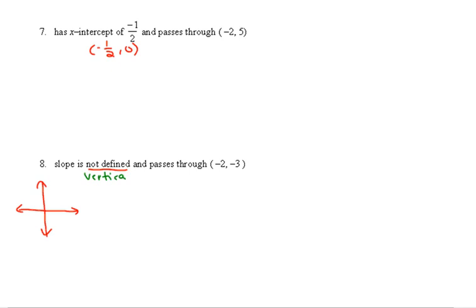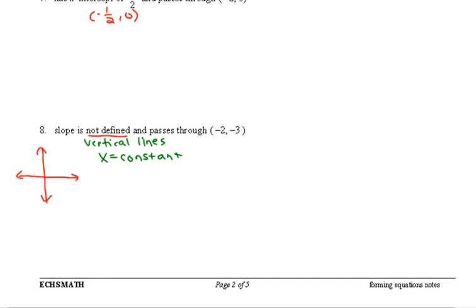And all vertical lines have what type of equation? No, x equals some constant. Okay, so if this one goes through x equals negative 2 and y equals negative 3, so it goes through x equals negative 2 and it's vertical. What's my equation? What is x always equal to? Negative 2. That's it. That's my answer. That's the equation. It's that simple.